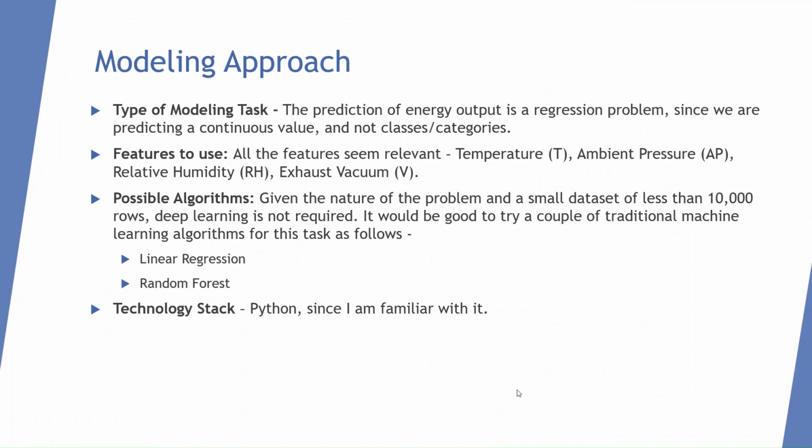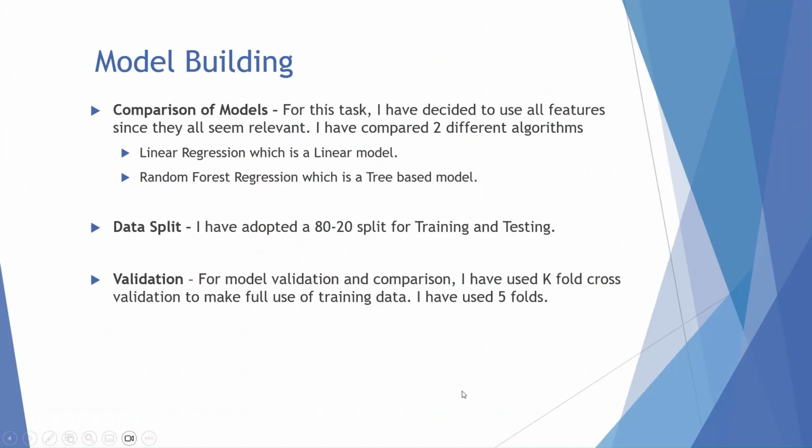The data set that we have is fairly small at less than 10,000 rows, so we can use traditional machine learning algorithms. Linear regression and random forest is what I'm going to be using. I'm using Python since I'm fairly familiar with Python coding. For comparison of the two models, I've split the data 80/20 for training and testing. For model validation and comparison, I've used k-fold cross validation to make full use of the training data. I've used five folds.